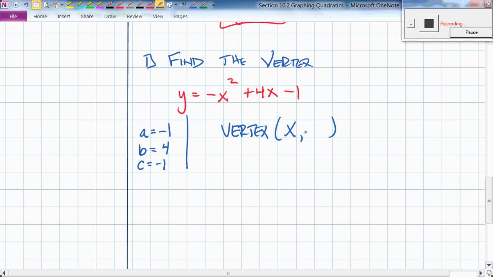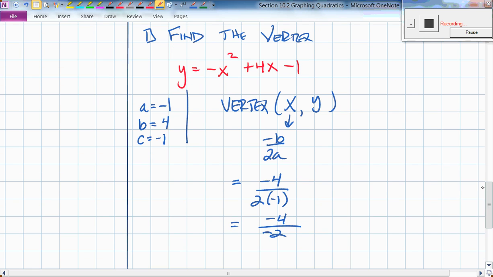The vertex is located at what point? It's going to be an x and a y. How do I find the x? What do I do? Negative b over 2a. We're going to evaluate negative b over 2a. That's going to be negative 4 over 2 times, what's a again? Negative 1. Awesome. So that is a negative 4 divided by a negative 2. How much is that? That equals a positive 2. So far our vertex is located at the point 2 comma something.